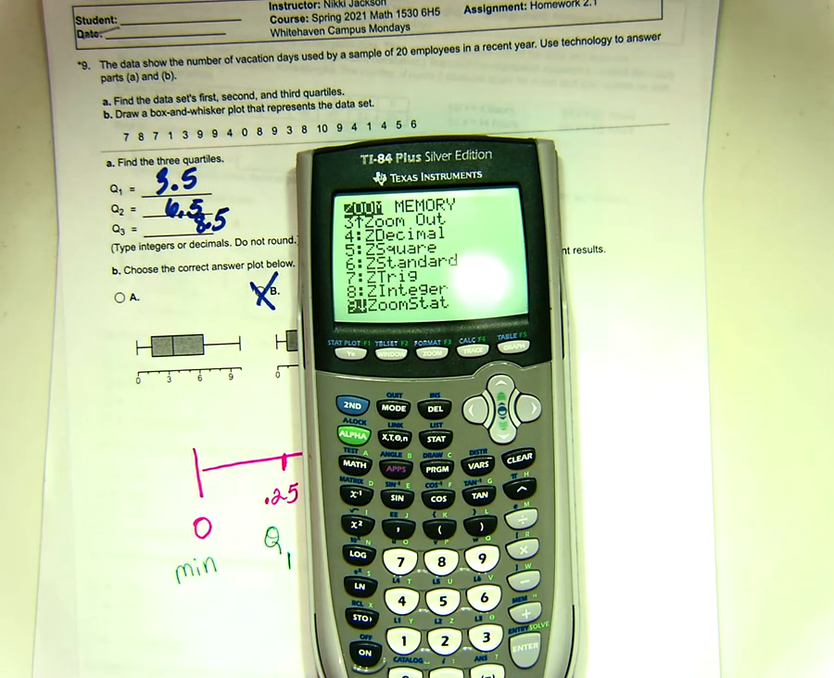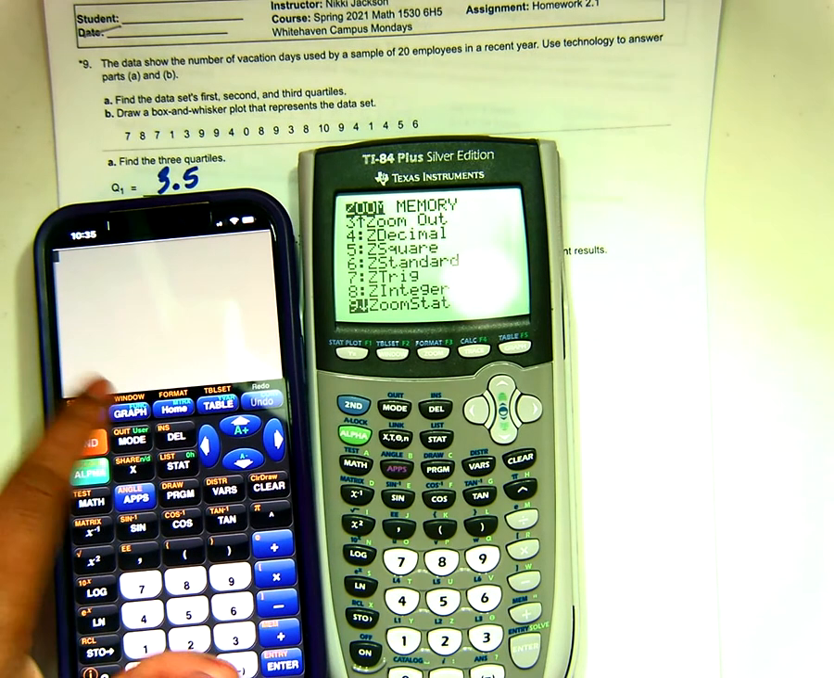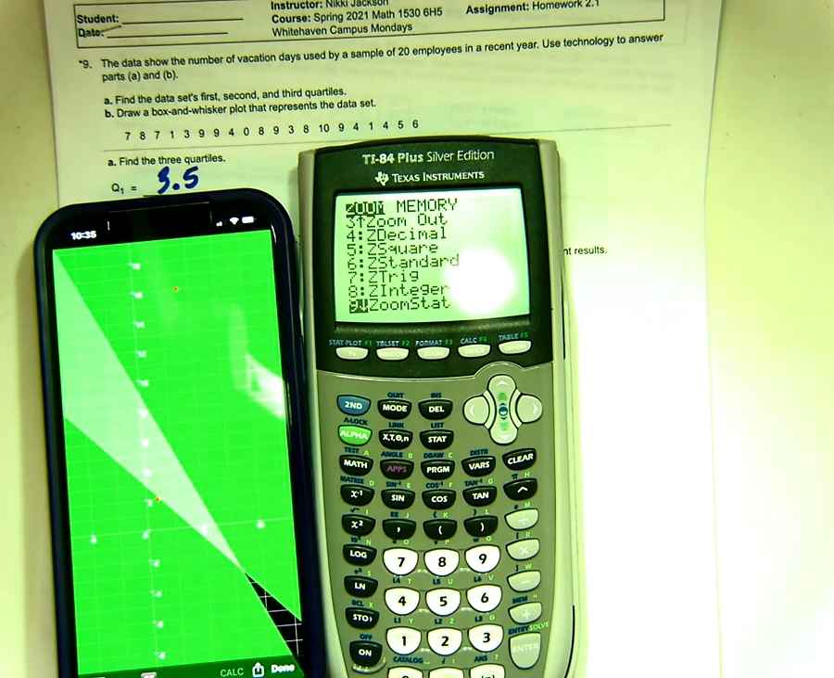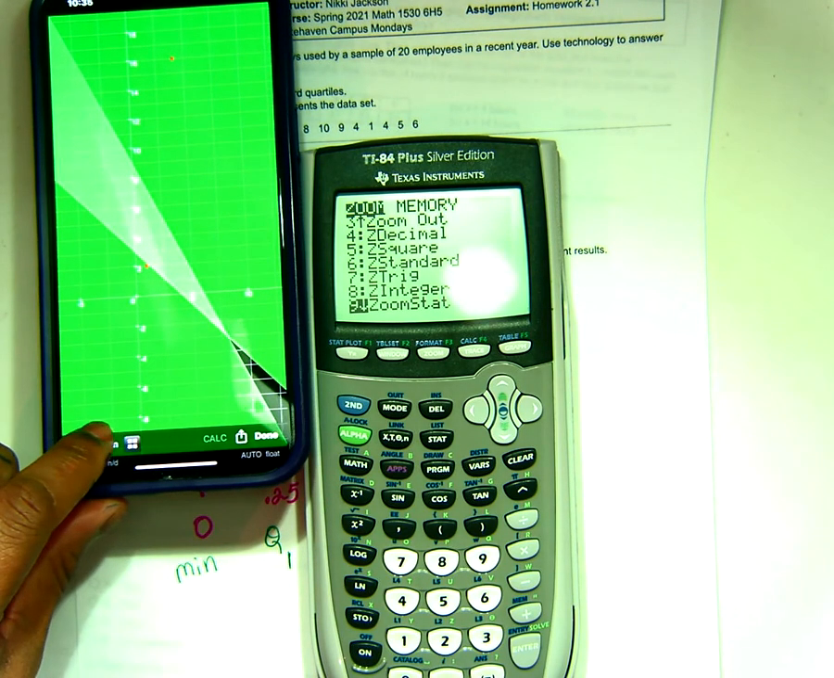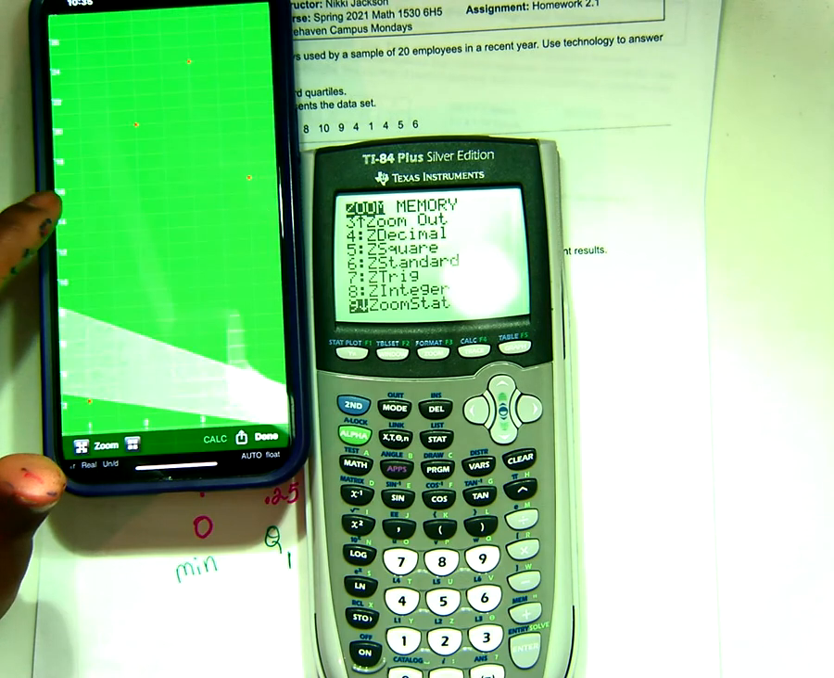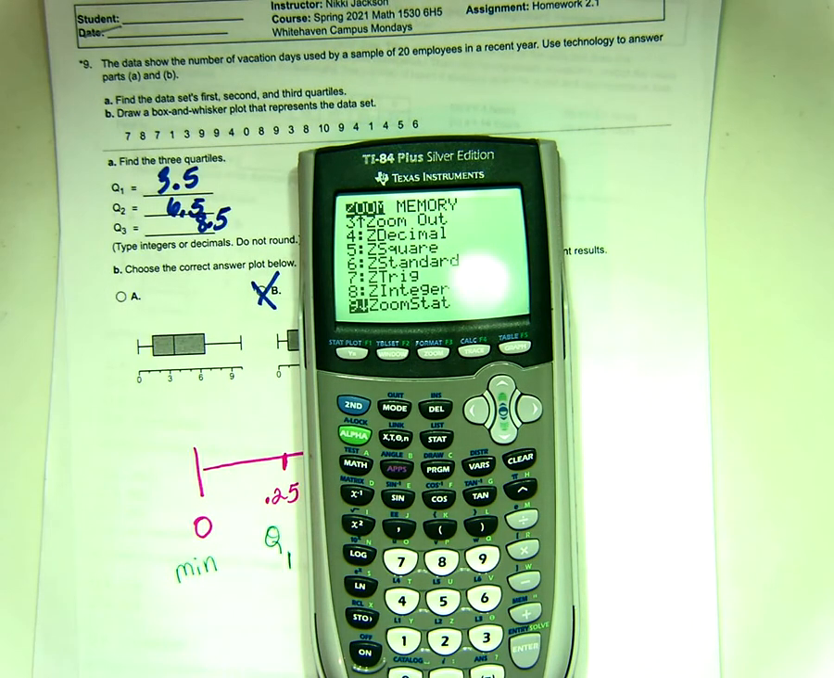Those of you who are using your cell phones for this, once you hit graph, Zoom appears in the lower left-hand corner. So let me show you what I'm talking about. My graph is not going to look anything like this because I didn't put my data in. So after you put all your data in, hit graph. But hit the word Zoom in the lower left-hand corner. Then hit Stat. That's just for those who have a phone.